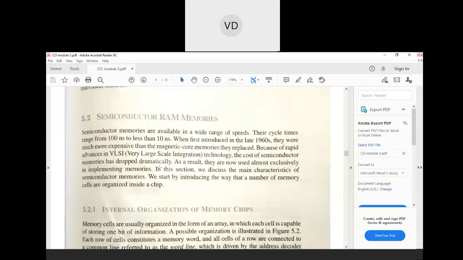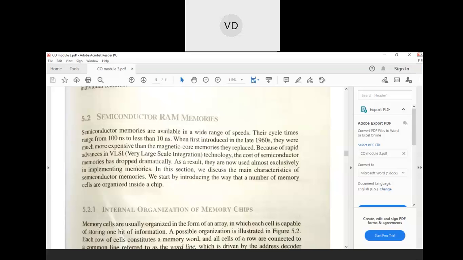Next, we are going to study the semiconductor RAM memories. All these memories are made up of semiconductor material. That is why they are called semiconductor RAM memories. Initially when RAM was developed, it was very costly because it involved many transistors, capacitors and so on. But with the rapid growth of VLSI, very large scale integration technology, the cost of semiconductor memories has dropped.